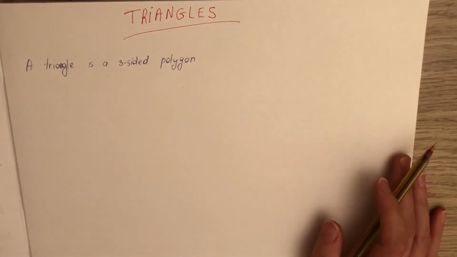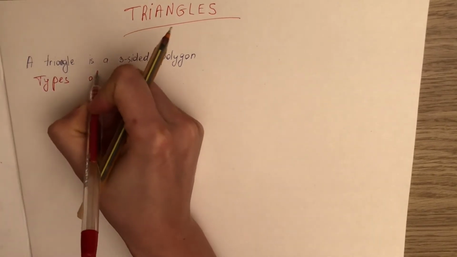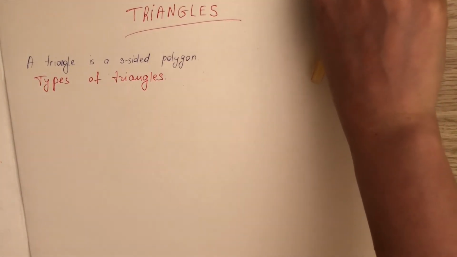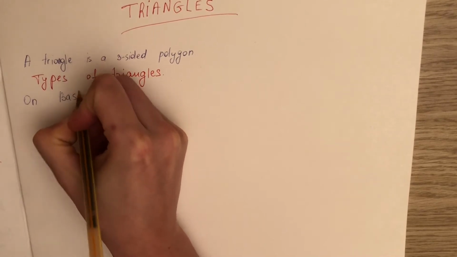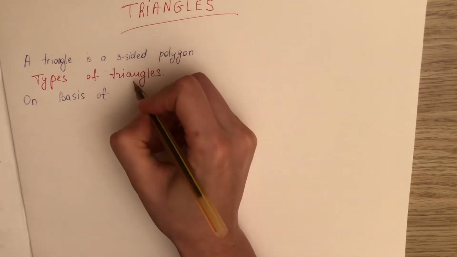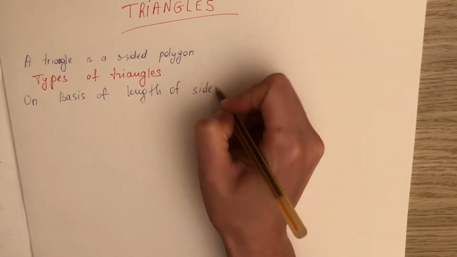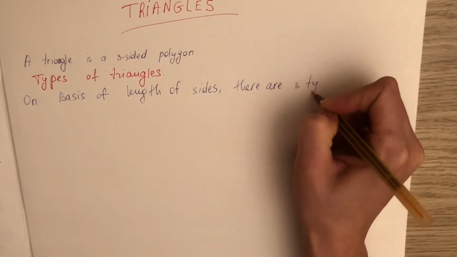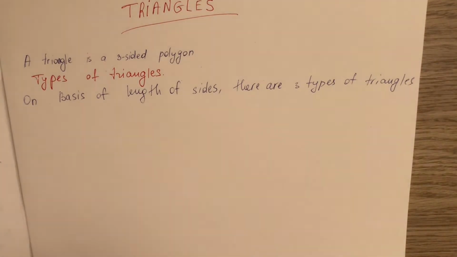So, let's start with the types of triangles. On the basis of lengths of sides, there are three types of triangles. The first one is equilateral triangles.